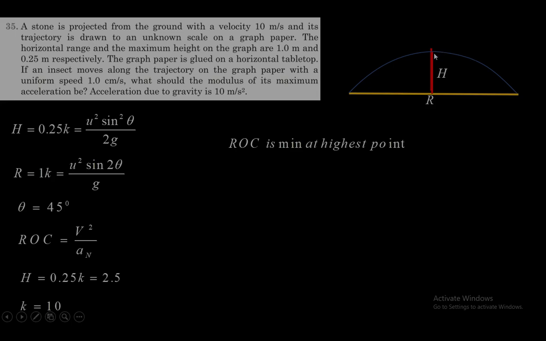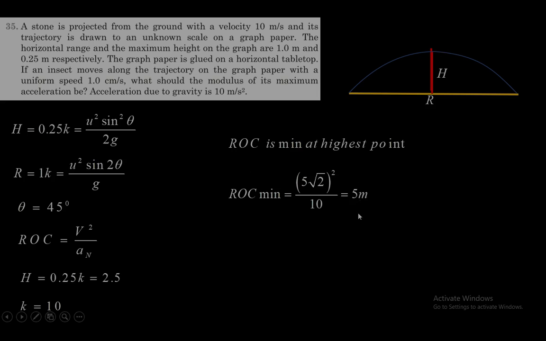This ROC is minimum at the highest point because there the speed becomes minimum and the full acceleration, that is gravity, becomes normal acceleration. If you find ROC at the highest point in the actual case, it comes out to v squared over normal acceleration. At the highest point, velocity becomes u cos theta, where u is the initial velocity. The initial velocity is given as 10 meters per second and theta we have found is 45, so 10 cos 45 is 5 root 2. So v squared upon normal acceleration, which is g at the highest point, is 5 meters.